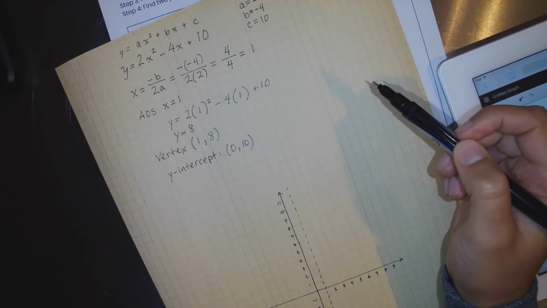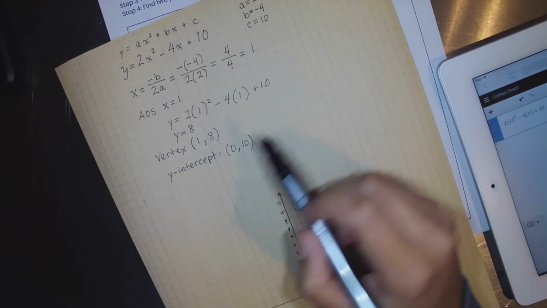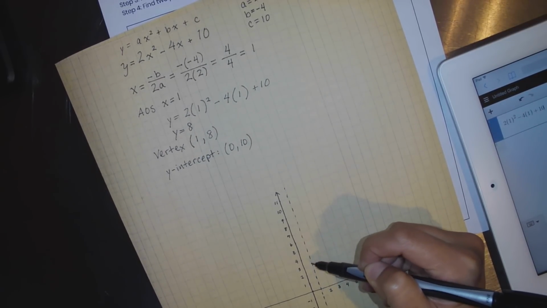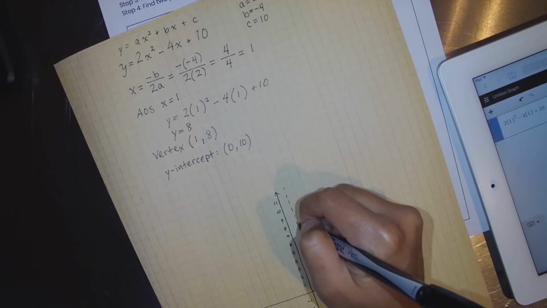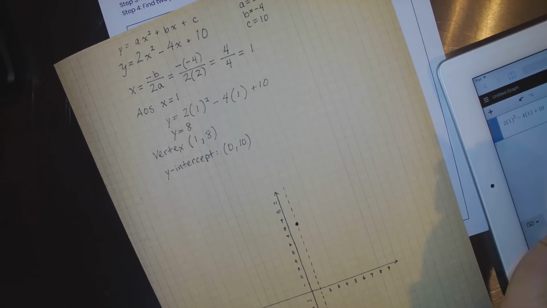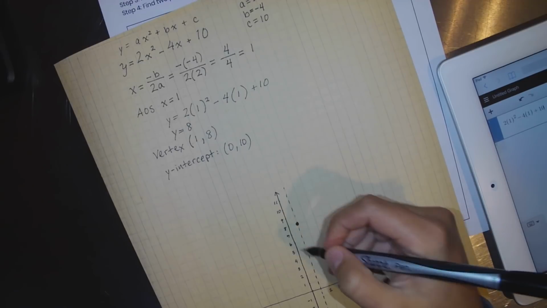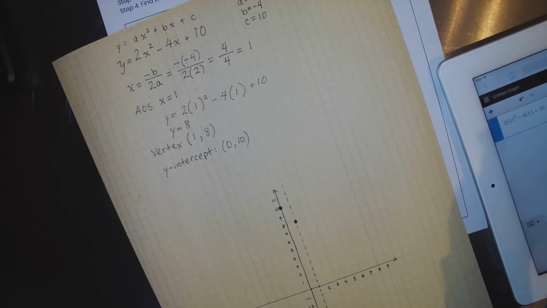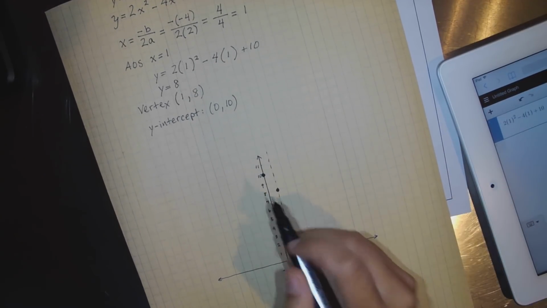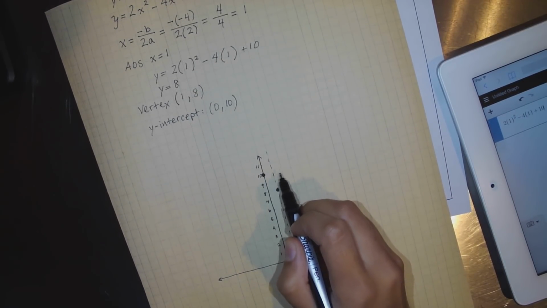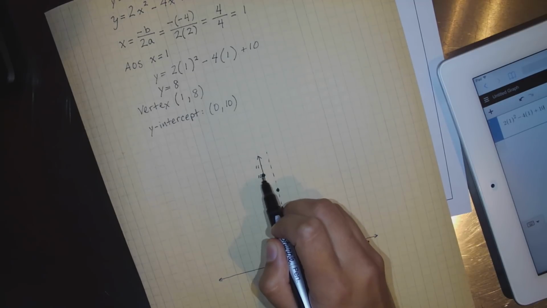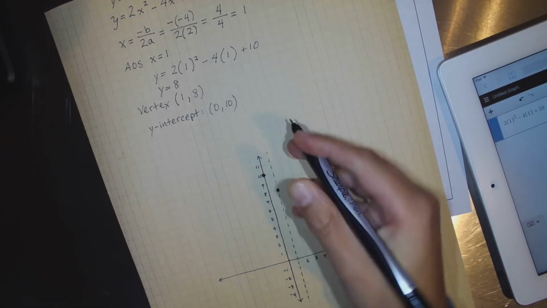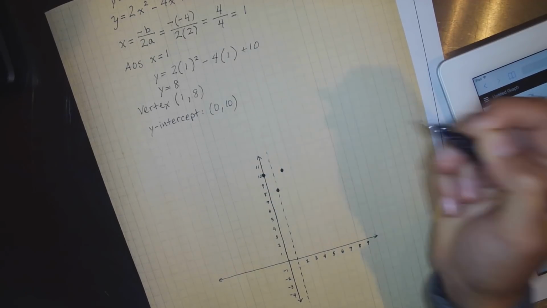So now I'm going to plot the points that I have so far. For the vertex, I have 1, 8. So this is 1, and then 1, 2, 3, 4, 5, 6, 7, 8. And then my y-intercept is 0, 10. So that's where it's going through the y-axis. Okay, so now I just want to find what my reflecting point is. If I'm one space away from the center of my parabola, I'm going to go one space away to the other side, and I'll be right here.